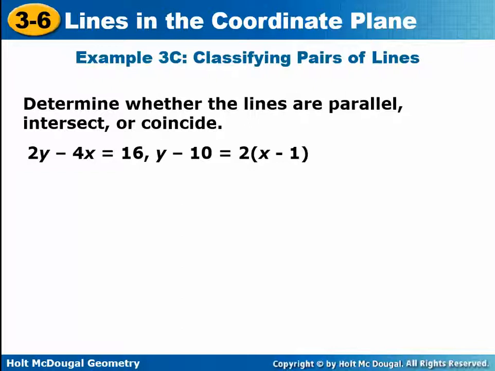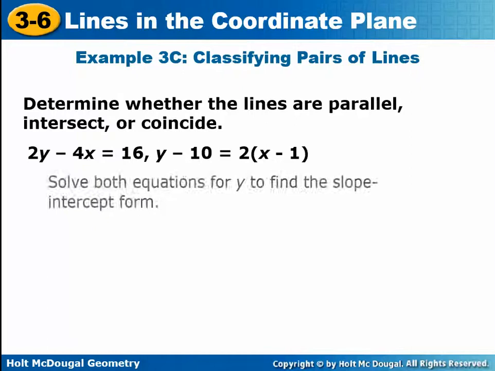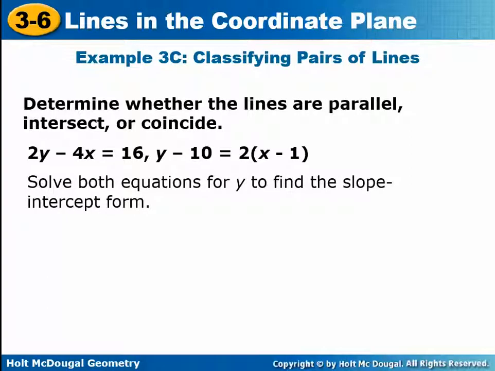Okay, one more example. You can't tell this until they're in the same form. So you can either write them both in slope-intercept or point-slope. I would probably put them in slope-intercept form. That means solve for y. So the first one, to solve that for y, you would have to add 4x to both sides and then divide everything by 2. And you get y equals 2x plus 8.